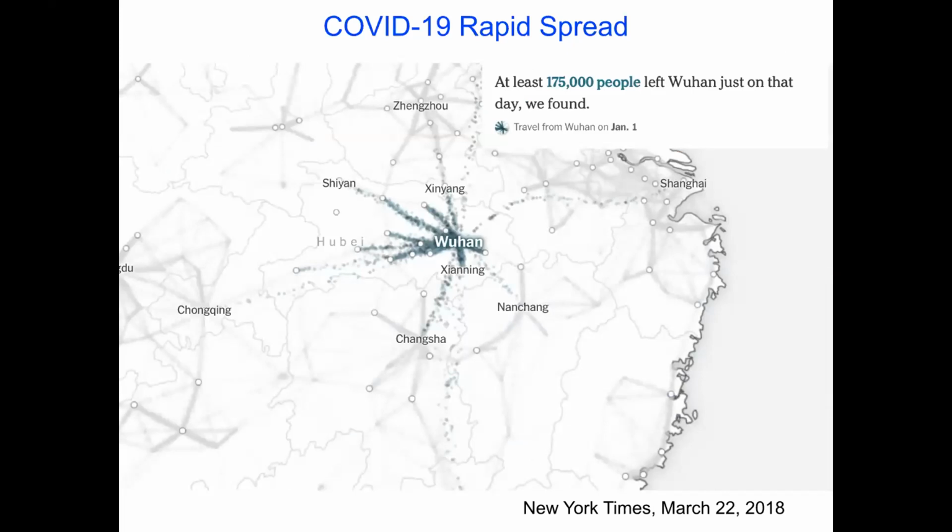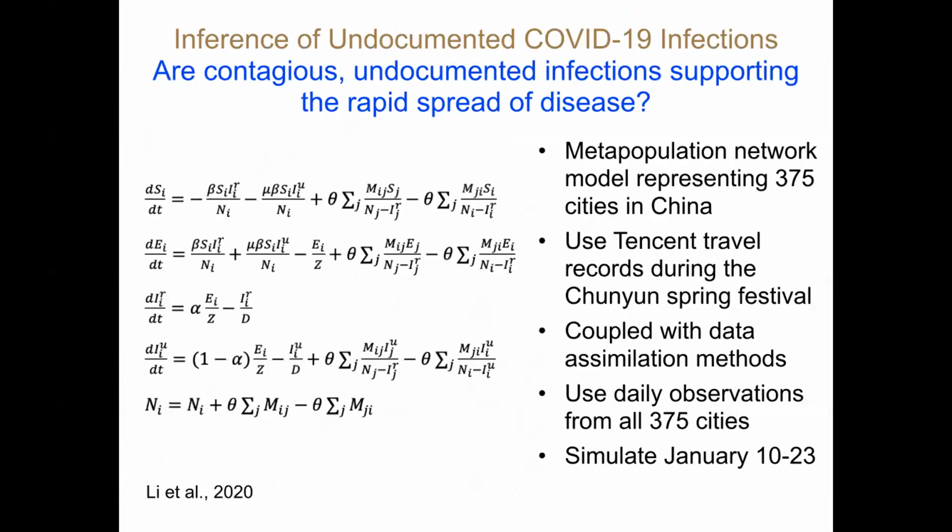So when we saw the rapidity with which this virus was spreading within China and then hopping on airplanes and moving from country to country, we immediately suspected that it had this ability to get around because there were lots of people who were unknowingly spreading the virus because they were unaware that they were infected with this novel agent. So we set out to try to estimate what the rate of undocumented infection was for COVID-19.